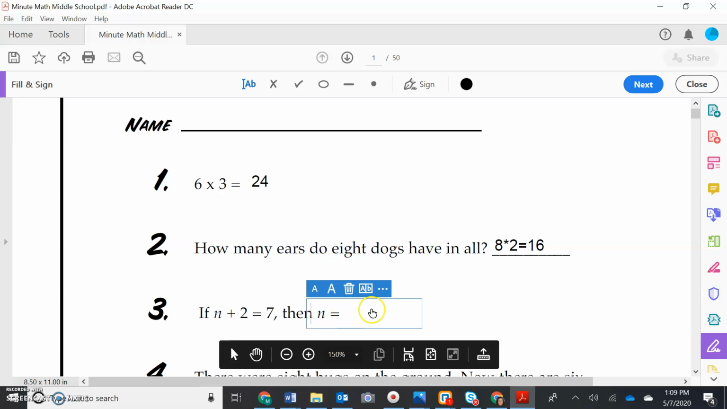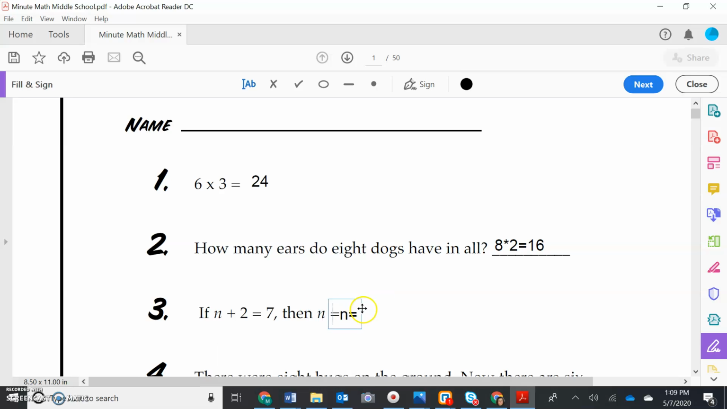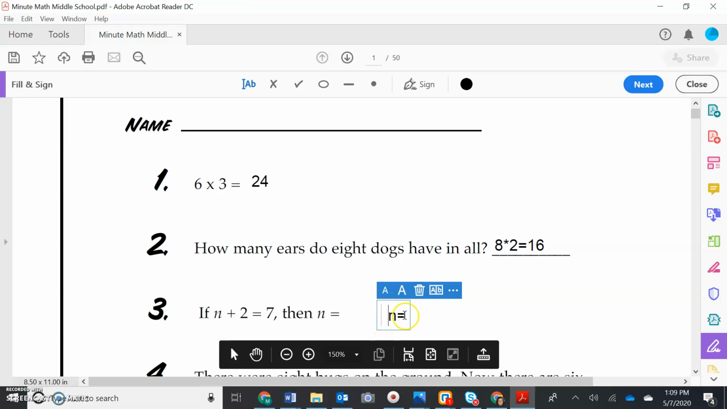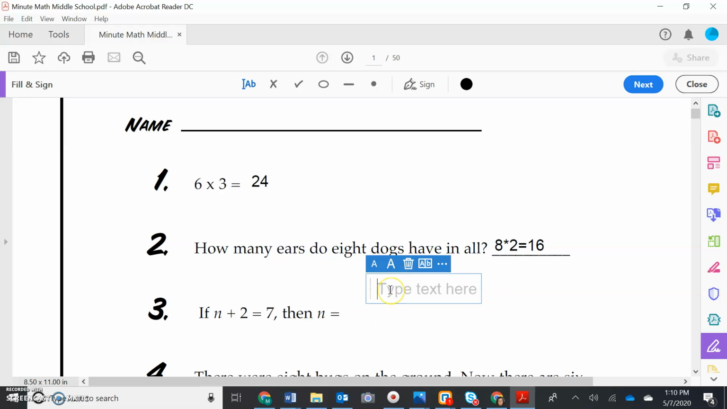Now, just write this part down. It wants you to write n equals, what does n equal? Well, let's see. Here's how we're going to figure this one out. I'm actually going to come up here and show you the whole work. So if n plus 2 equals 7, then we're going to take 2 away. If you take 2 from that side of the equal sign, then you also have to take 2 from this side of the equal sign.